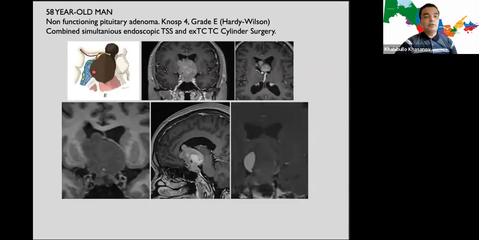So first, the patient is a 50-year-old man who was diagnosed with a non-functional pituitary adenoma, Knosp 4 and grade 4 by Hardy-Wilson. According to the preoperative MRI, the sellar tumor spread superiorly toward the third ventricle and even the lateral ventricle, and there was postoperative hemorrhage. Initially the patient was treated by insertion of a reservoir to reduce the hydrocephalus and intracranial pressure that happened due to intratumoral hemorrhage. So later we decided to perform a combined simultaneous endoscopic transnasal surgery and exoscopic transcranial surgery.